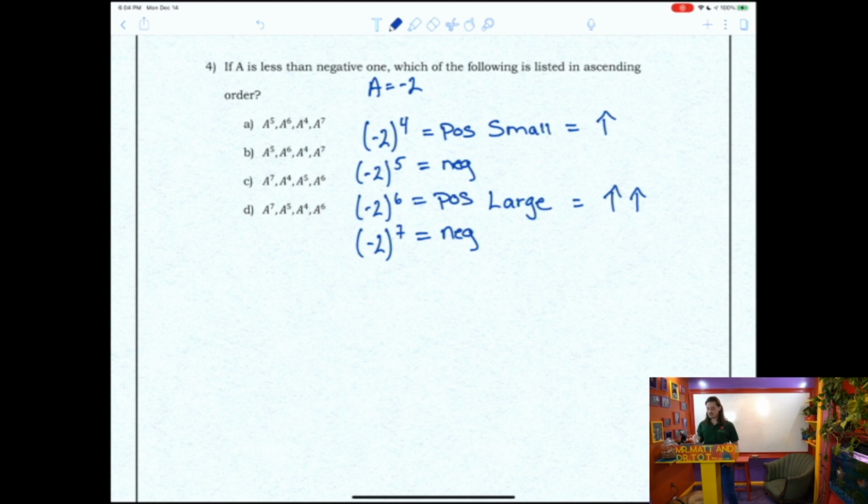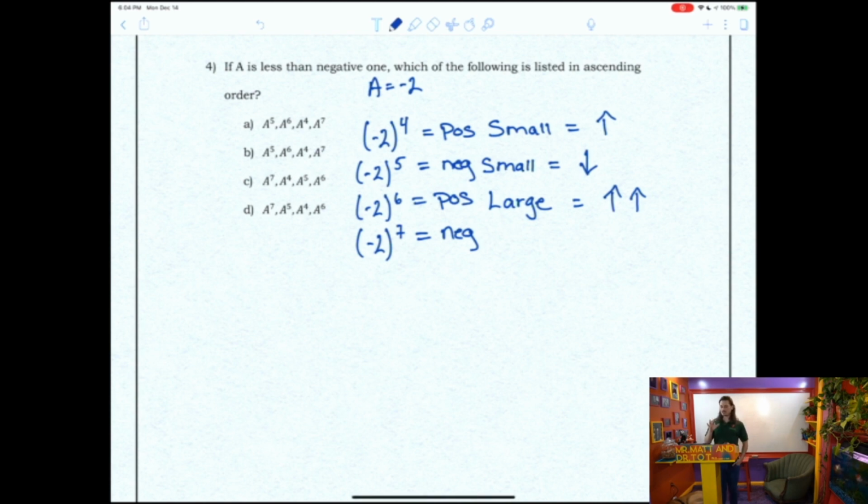So negative 2 to the fifth power, that's going to be a smaller exponentiation, but because it's a smaller negative number, it's overall a larger value in the scheme of all of these values compared. If you think about it, it's a small negative, so it means it's a larger number overall. So it's only going to get 1 down arrow.